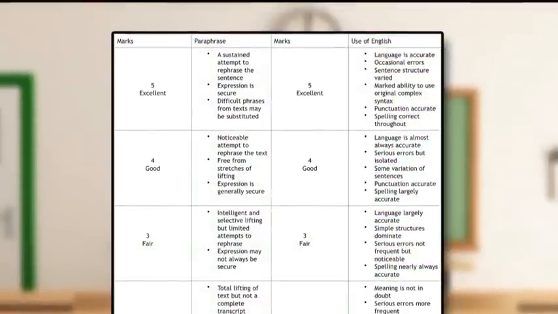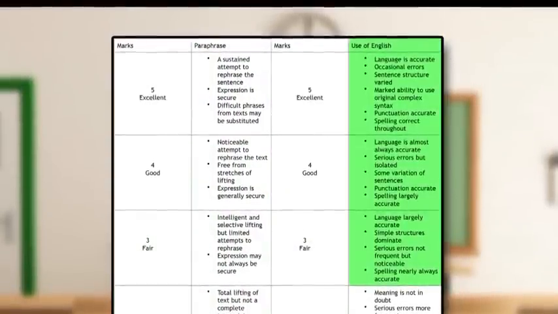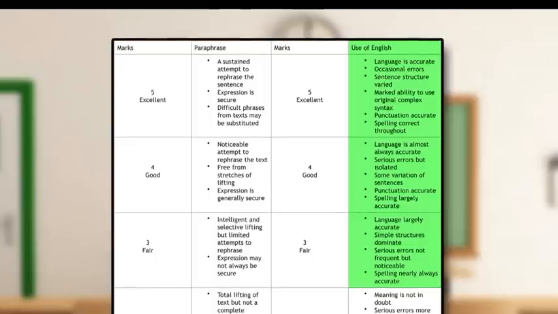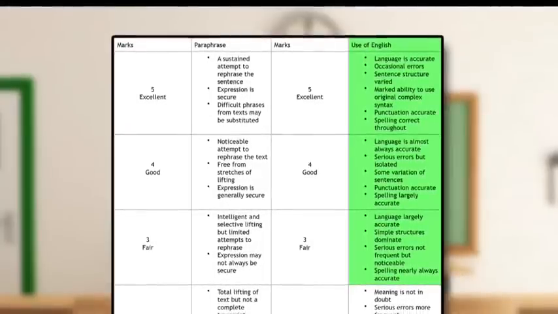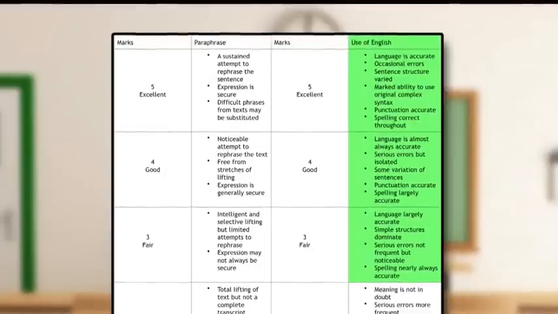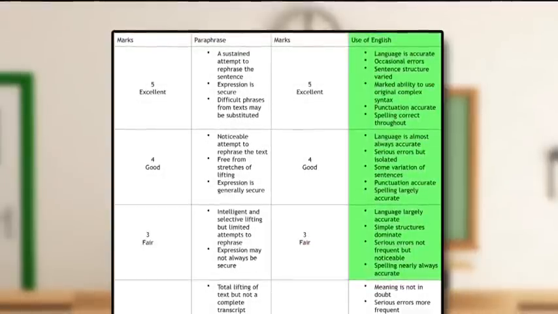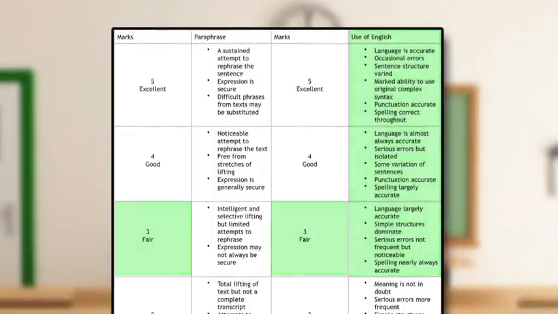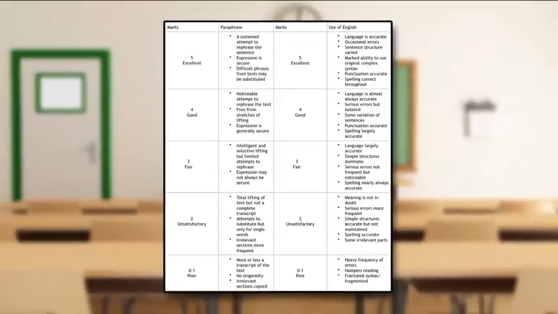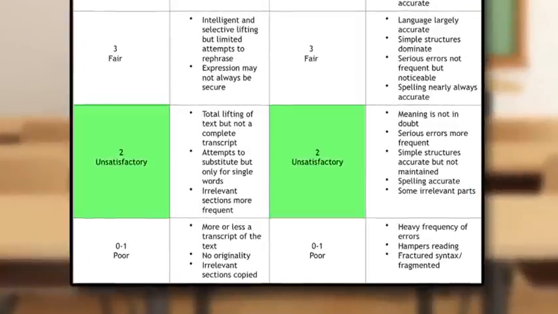For use of language, markers look for accuracy. This means that you have to demonstrate to the marker that you are able to construct simple, compound, and complex sentences correctly. Writing only in simple sentences will result in a maximum of 3 marks. Besides that, spelling, punctuation, and grammar has to be free from mistakes. However, markers will allow for a few minor errors as no first draft is perfect. Serious and repetitive mistakes can mark you down to 2 marks.